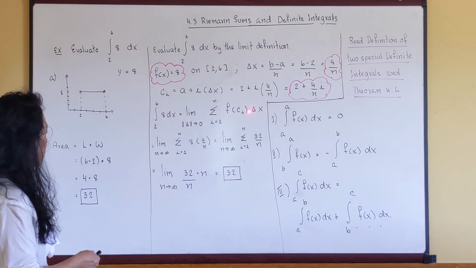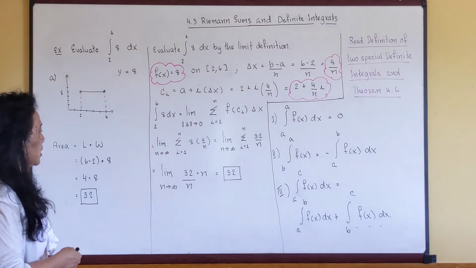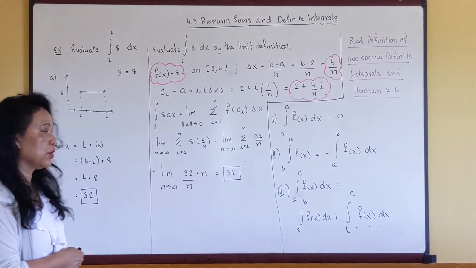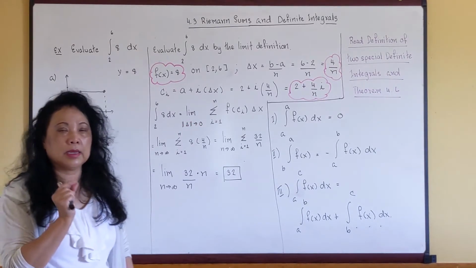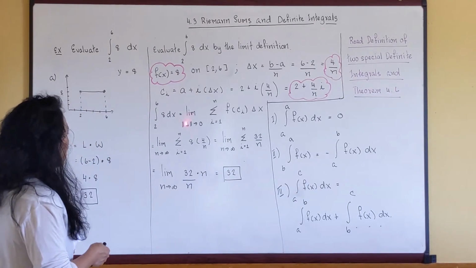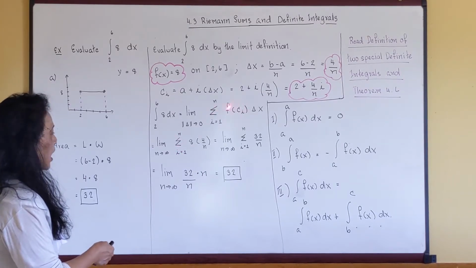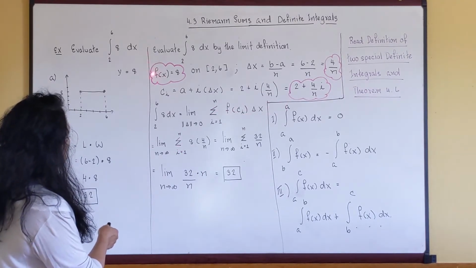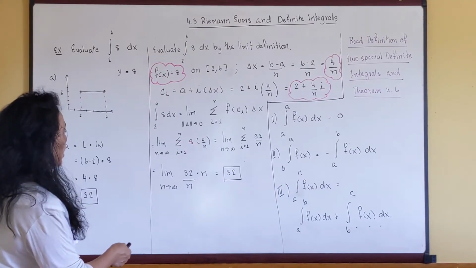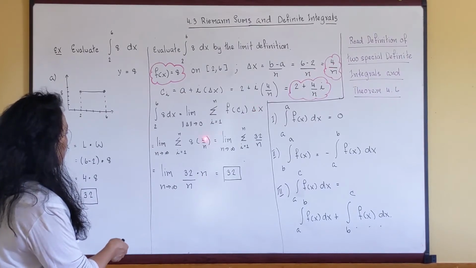This is the formula. So I'm going to have limit as n goes to infinity. Norm of delta going to 0 is the same thing as n going to infinity, which means the width of the rectangle is approaching 0. Now sigma i from 1 to n, f of ci, this is my function, which is f of x. It's just a constant. So I'm going to put the constant here. My delta x is right here, 4 over n.